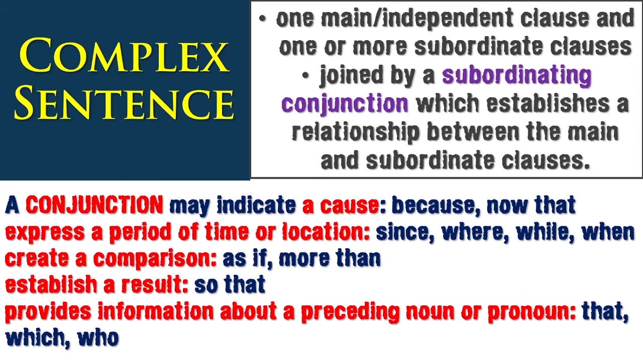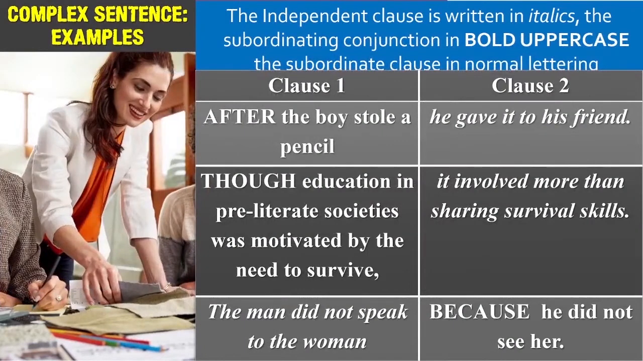A conjunction also can create a comparison, as you have in as if, more than. It can also establish a result, as you have in so that. Then it provides information about the preceding noun or pronoun, as you have in that, which, who, meaning that these relative pronouns can follow a noun or a pronoun. Let's go ahead to see some examples of a complex sentence.